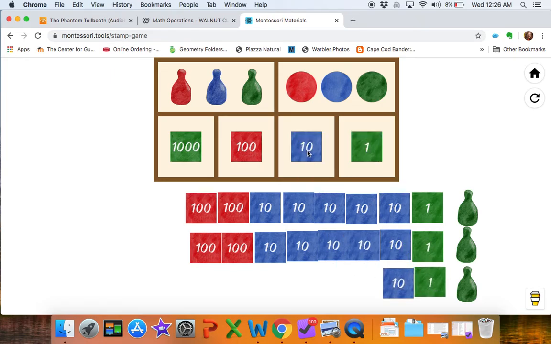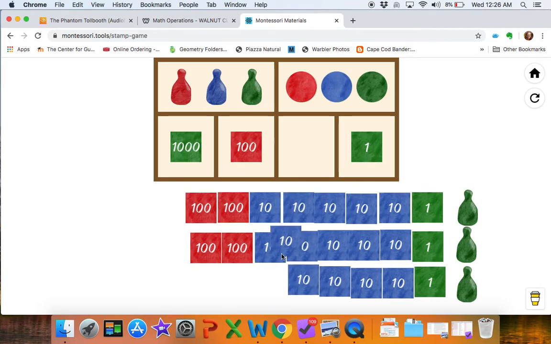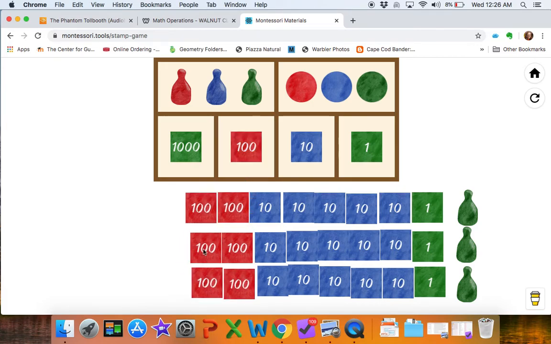1 unit and 1, 2, 3, 4, 5 tens, and 2 hundreds. Now we have 251 1 time, 251 2 times, 251 3 times.